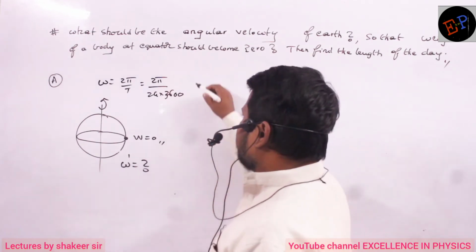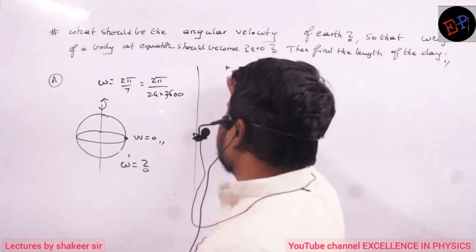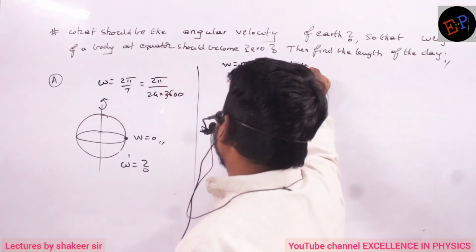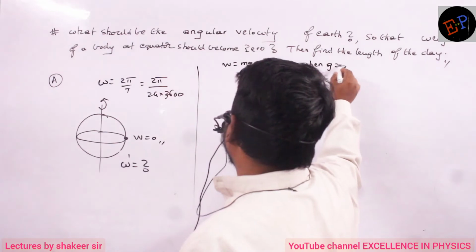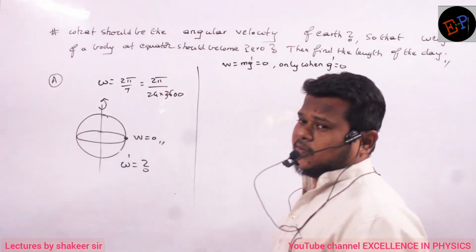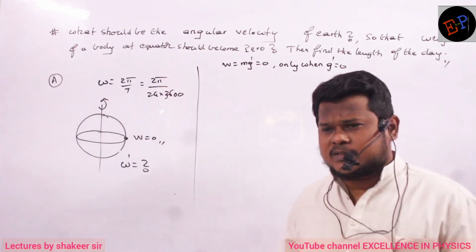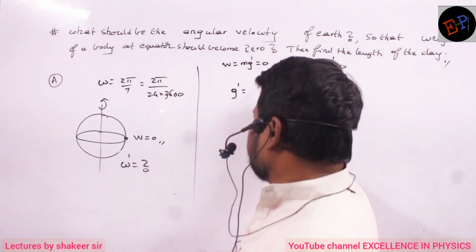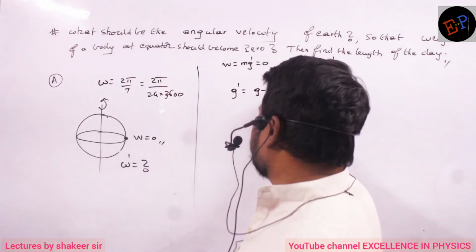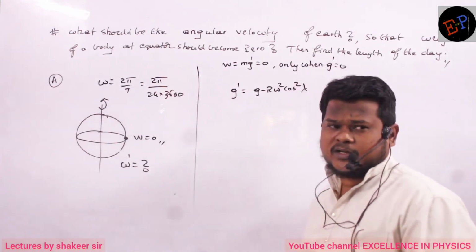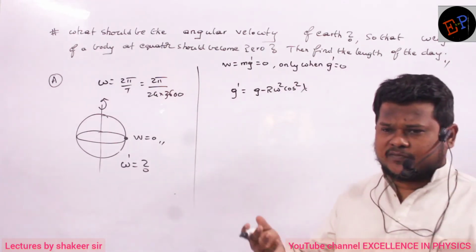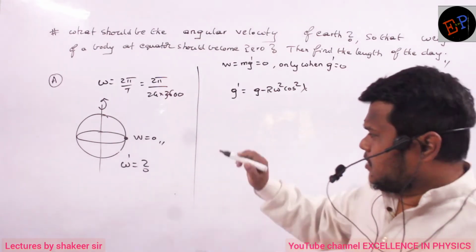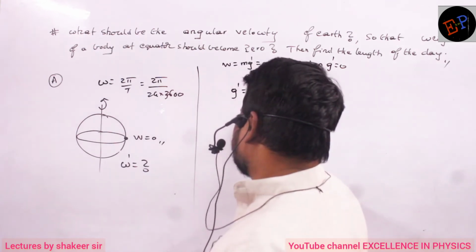So because of rotation of earth, what is the equation for g value? Weight is equal to mg will become zero only when g becomes zero. That's all, no? Weight will become zero when g value becomes zero. Okay. So therefore, what is the g value because of rotation of earth? G dash is equals to g minus r omega square cos square lambda. This already we have studied, no? G value because of rotation of earth. This is the formula, no? So g minus r omega square cos square lambda. At equator, what is lambda value?